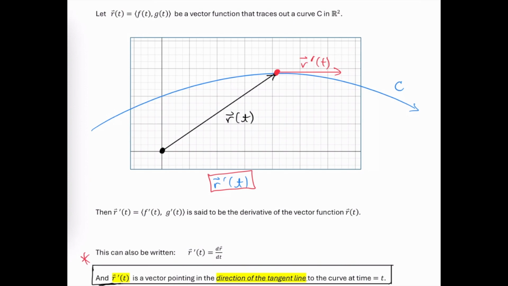So just like within Calc 1, when we take the derivative of a scalar function, we get the slope of a line that is tangent to the curve. When we take the derivative of a vector function, we get a vector that is pointing in the direction of the line that is tangent to the curve. So there are a lot of similarities with what we're doing now to what we saw back in Calc 1.